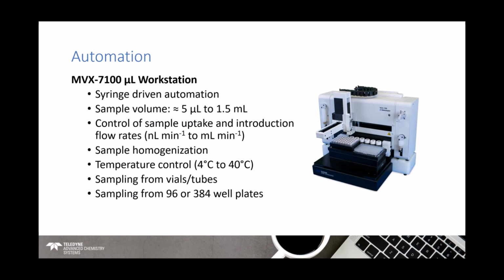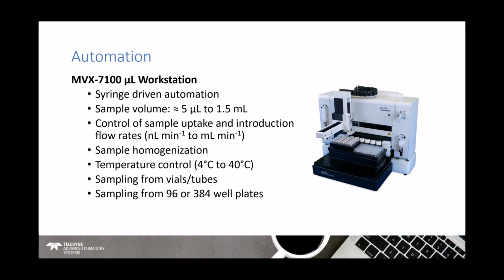The system can also provide a degree of sample homogenization. So if there are issues with larger cell sizes and any kind of settling in a well plate or in a sample vial, a degree of homogenization can be introduced to try and redistribute the cells in the suspension again before introduction. There's an option to have temperature control on this as well. So you can go down to 4 degrees centigrade or up to 40 degrees C. So if you need cooling, it's there.